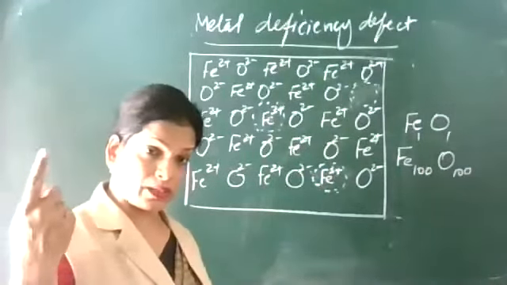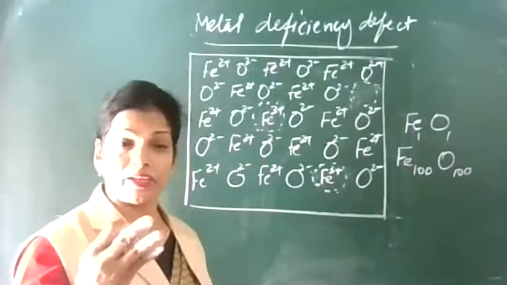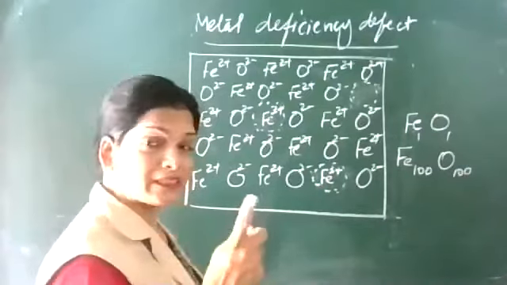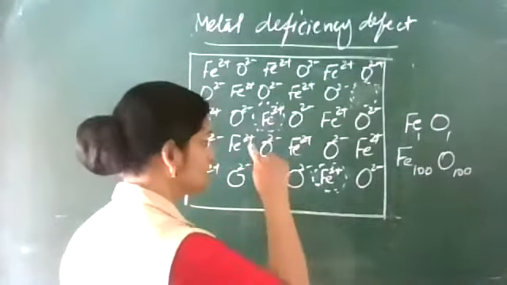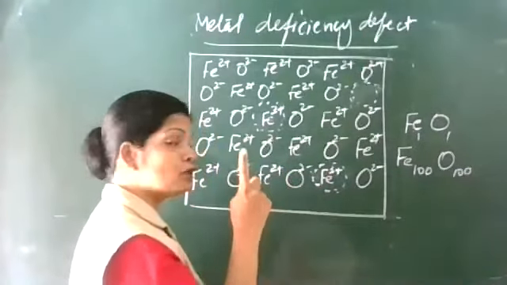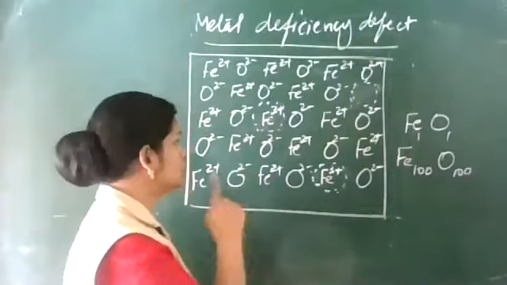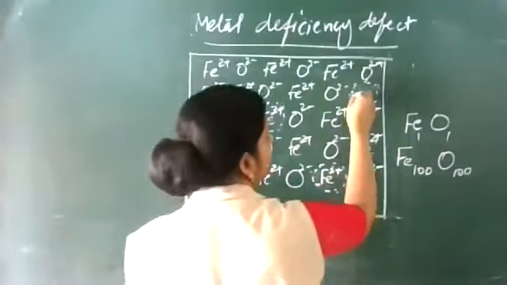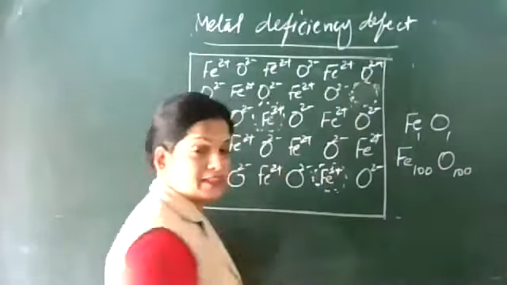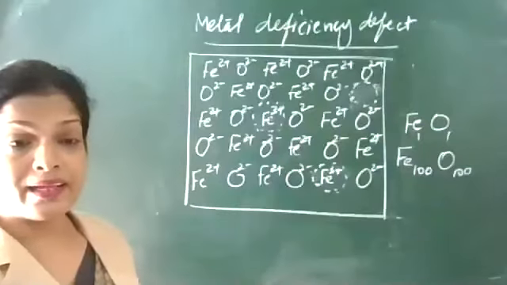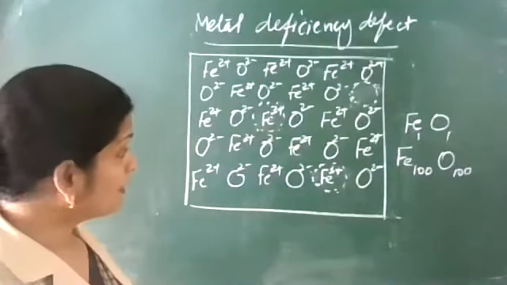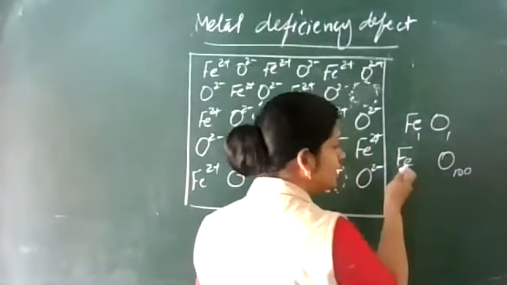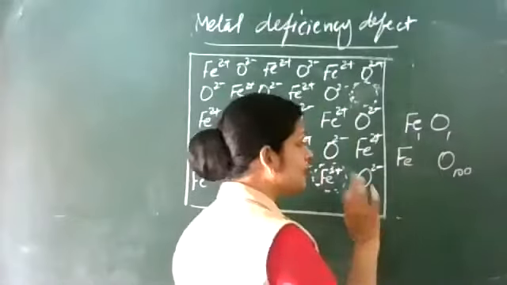I removed +6 only by removing 3 Fe2+. So that +6 is balanced by this +6, that +6 due to +2 +2 +2, +6 due to +3 +3. So what happens? See, some vacancy is created. That means metal is deficient. I can write this as Fe. I don't know whether it is Fe2+ or Fe3+, but metal is deficient.